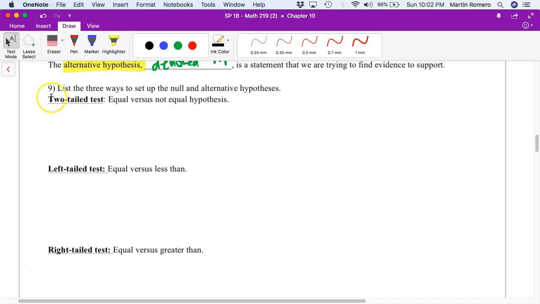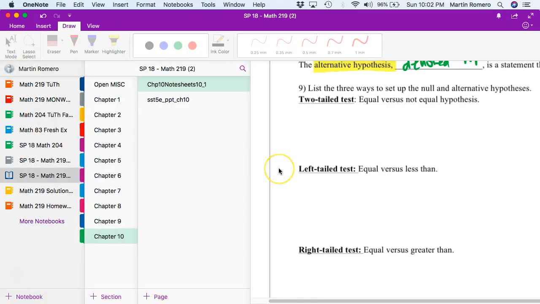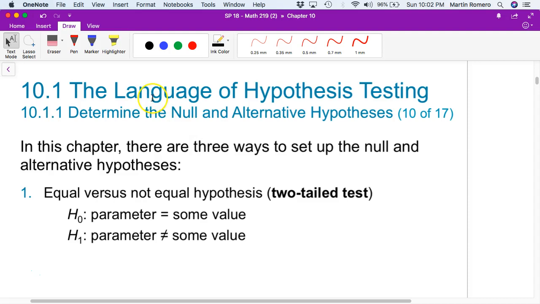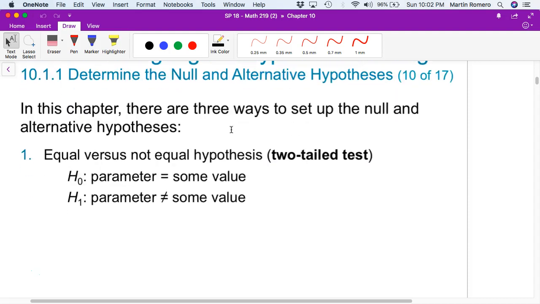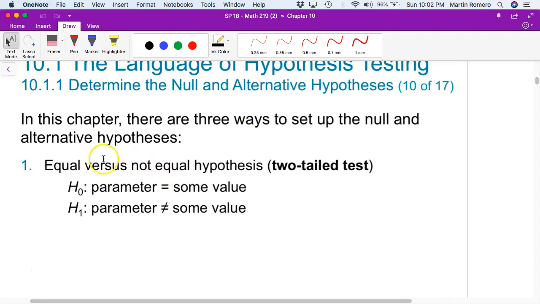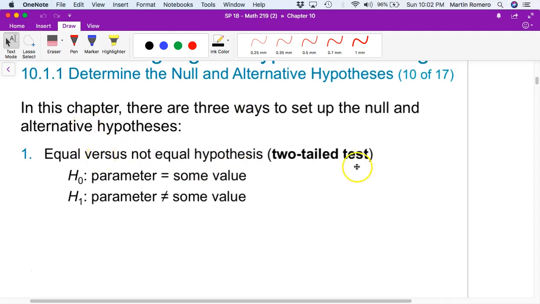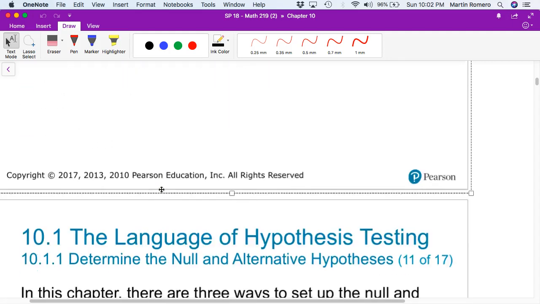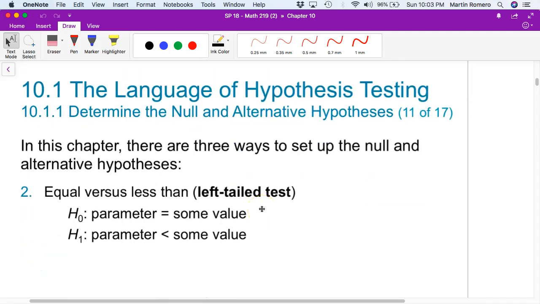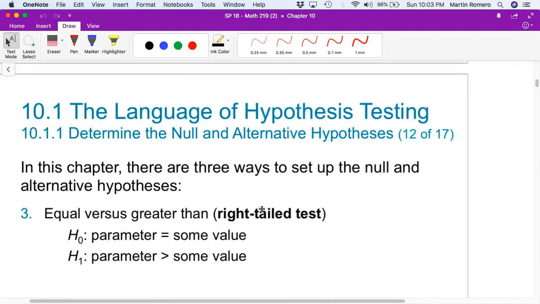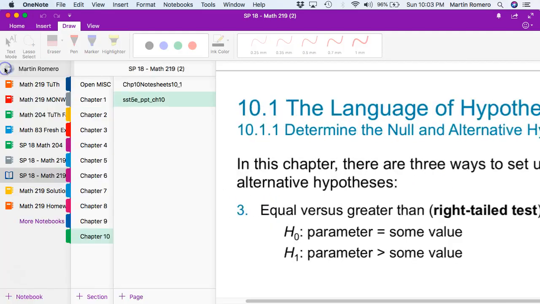There are three different types of tests we run. Those terms are called two-tailed tests, left-tailed tests, and right-tailed tests. I'll write this down, but I want to show you at least from the PowerPoint so you can see it. One of the first ways is what's called a two-tailed test. This is related to the normal curve. There are two tails, and so that's one way to do it. A second way is through a left-tail test, and the third way is with a right-tail test.